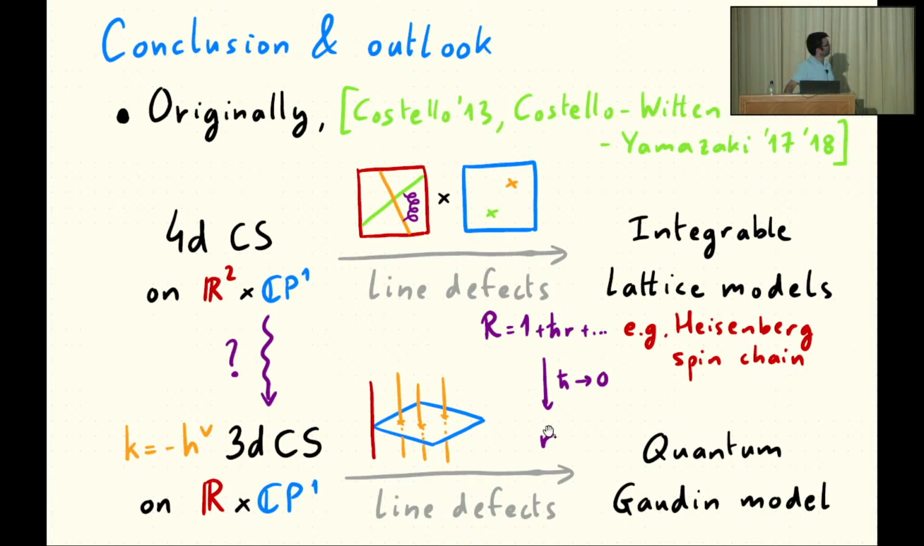In both cases, you have line defects. It would be interesting to understand how these choices of line defects to produce the Heisenberg chain relate to the choices of line defects we've introduced here to produce the Gaudin model.